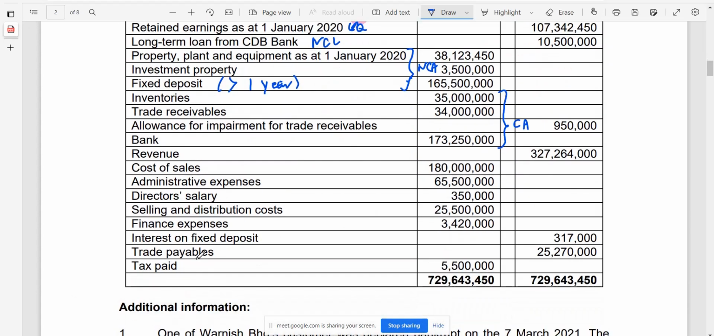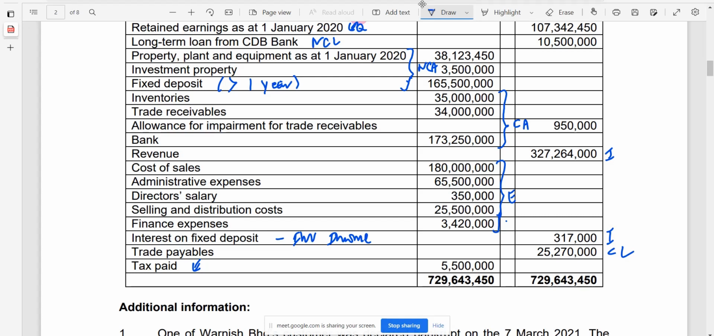And you have the item on revenue. This is income. And this cost of sale, expenses, all these are expenses. Interest on fixed deposit is an income, and would be under investment income. Finance expenses are actually finance costs. Trade payable is a current liability, and tax paid would be considered to decide whether there is a tax recoverable or tax payable, and that was an expense. Okay, that was the item.